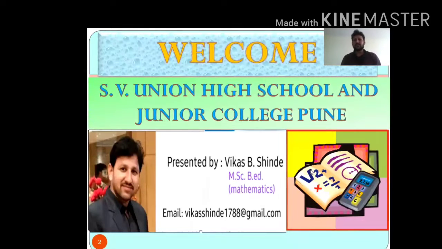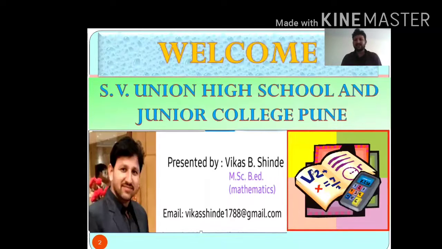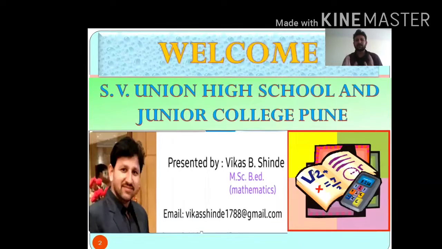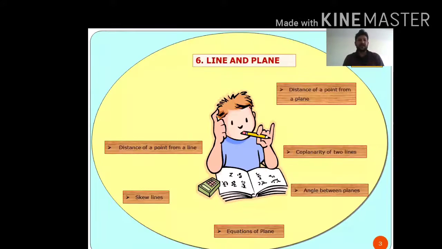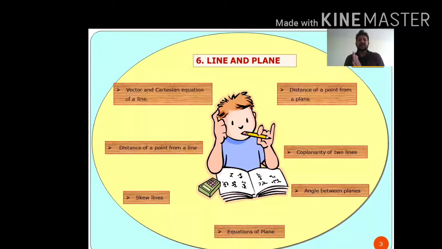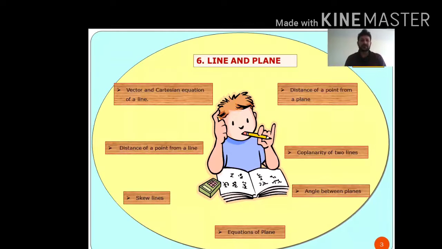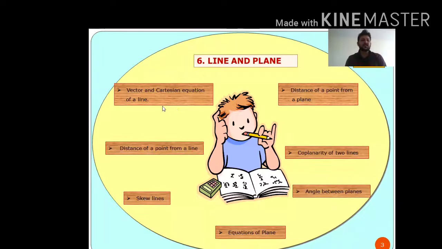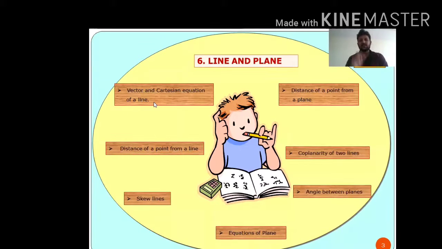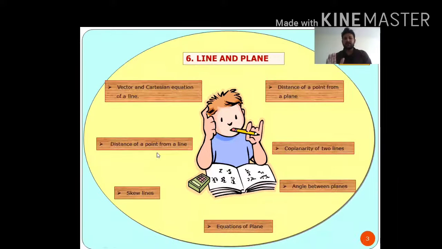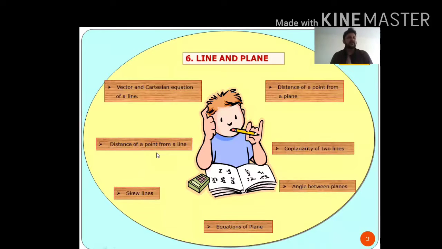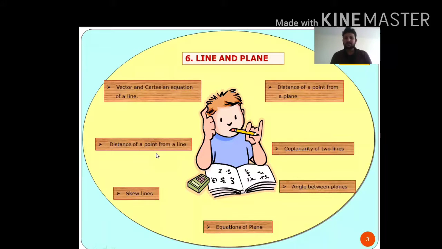In today's session, we continue one of the interesting lessons from Mathematics Paper 1, topic Line and Plane. The lesson Line and Plane consists of these subunits. First, vector and Cartesian equation of a line. Second, distance of a point from a line, that is, the distance of a particular point from the line. After that, third, skew lines.